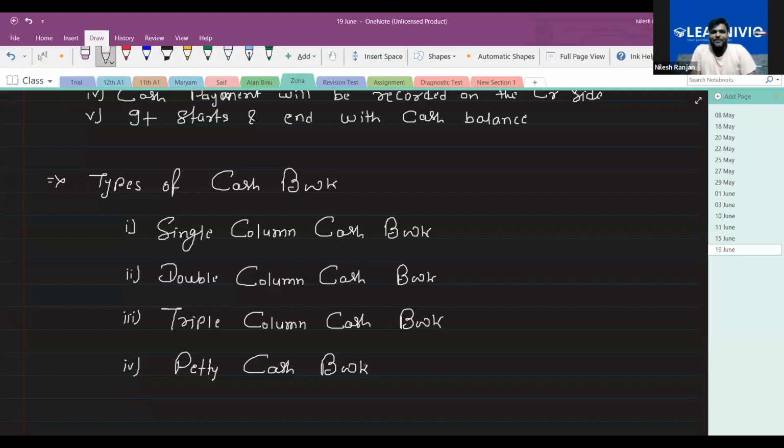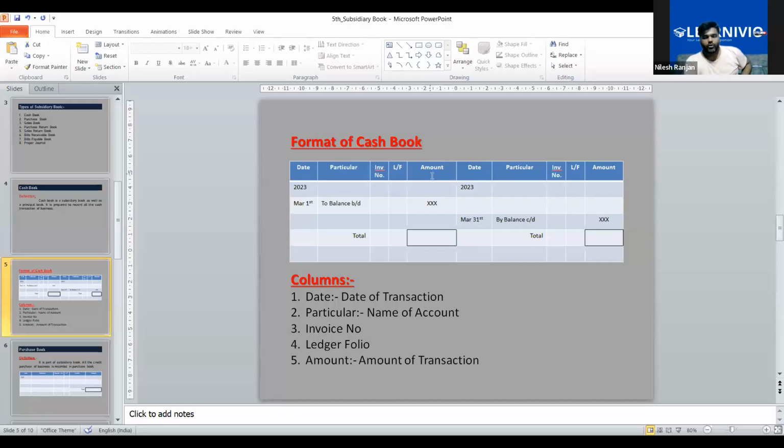Okay, so single column cash book means there will be only one column for amount. In double column cash book, there will be two columns, one on each side, for amount. Like if you are seeing this, there is one column for amount on the debit side and one column for amount on the credit side. So this is single column cash book. If there are two amount columns on the debit side and two amount columns on the credit side, then it is double column cash book. In the same manner, if there are three amount columns on both sides, then it is triple column cash book. Is that clear? Yeah, it's clear.